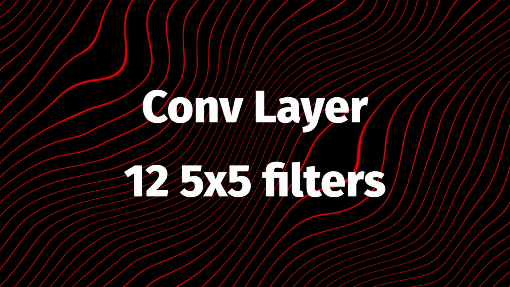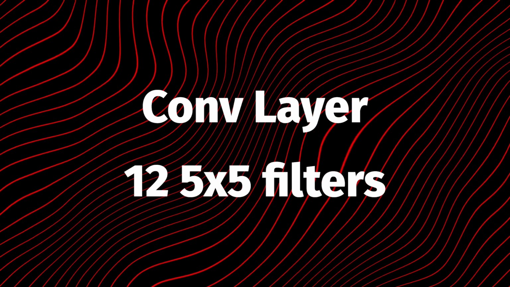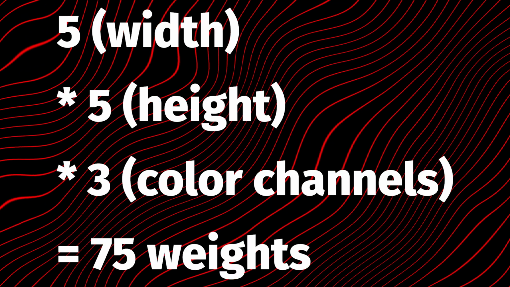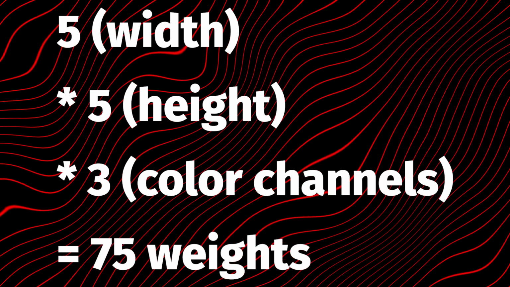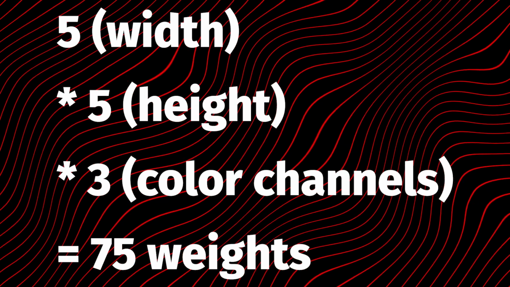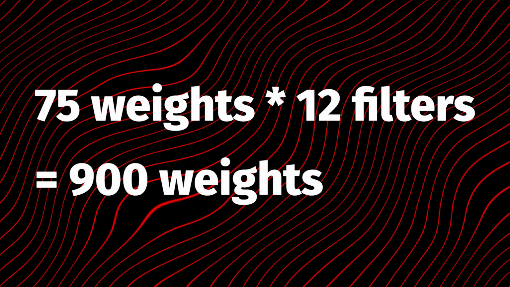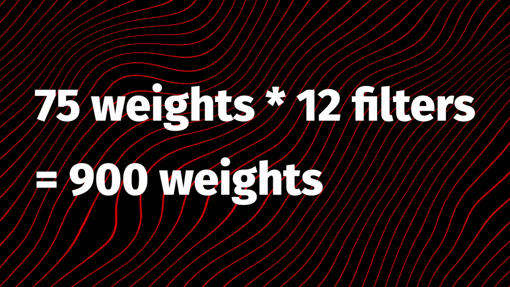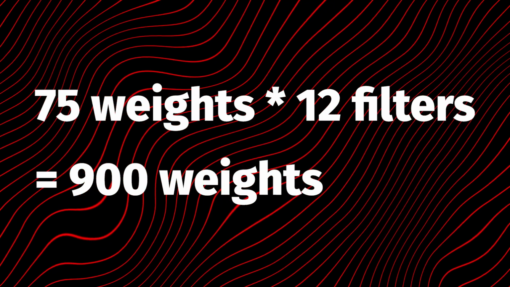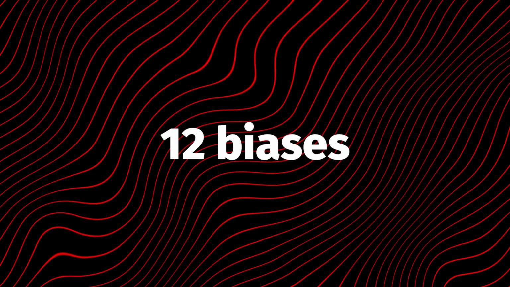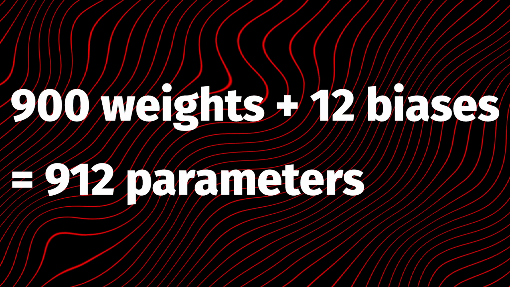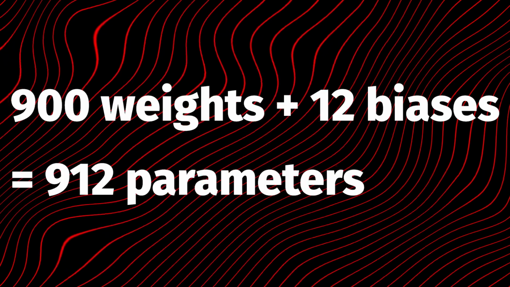Now consider a conv layer with 12 filters of size 5 by 5 applied to the same input volume. Each filter has 5 width times 5 height times 3 color channels, equals 75 weights. For 12 filters, 75 weights times 12 filters equals 900 weights. Additionally, each filter has one bias term, 12 biases. The total number of parameters is 900 weights plus 12 biases, which is 912 parameters. This demonstrates that a conv layer with 12 filters requires only 912 parameters, which is significantly fewer than the 30 million parameters required for a fully connected layer with 10,000 neurons.